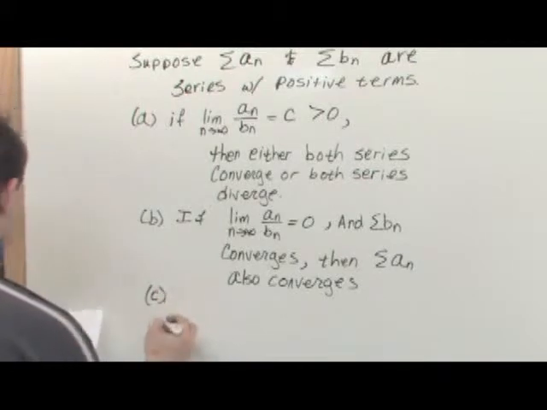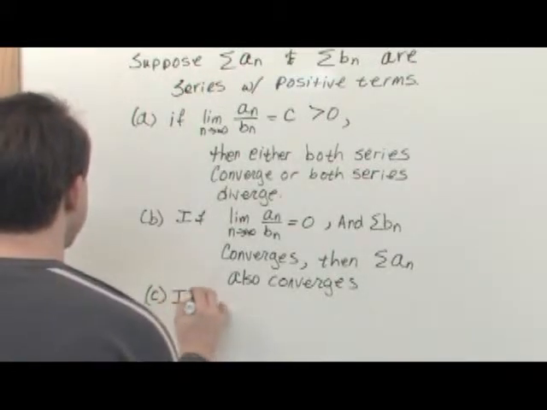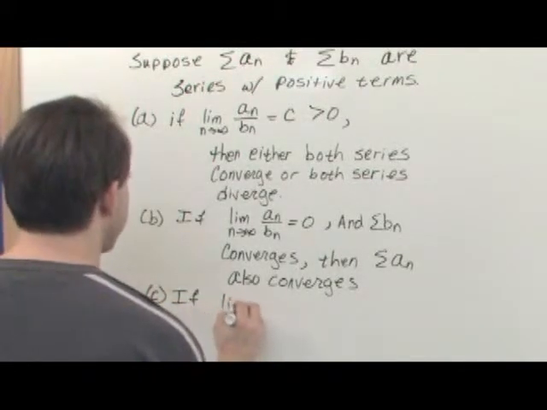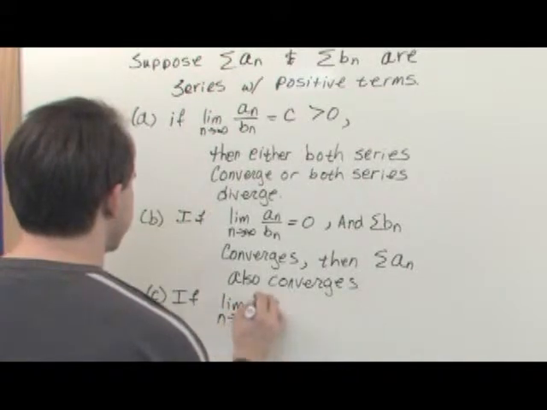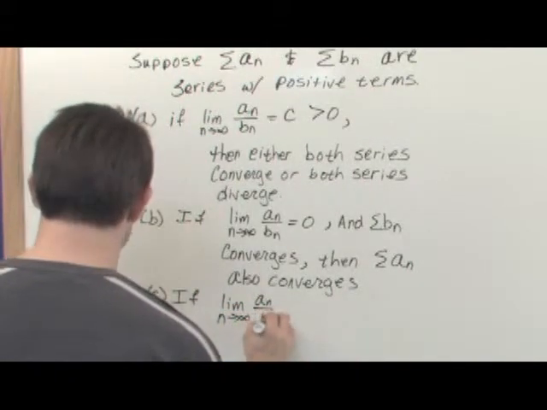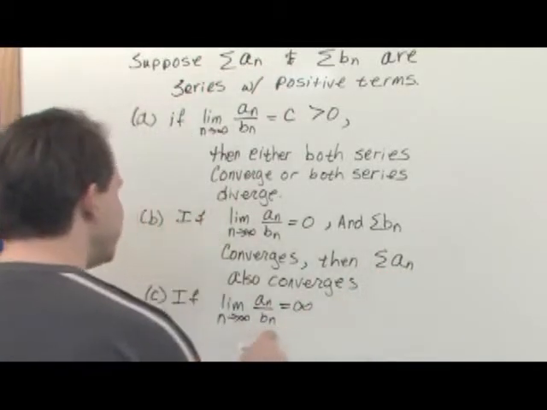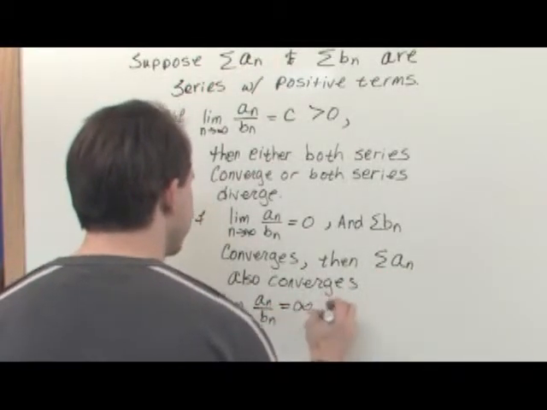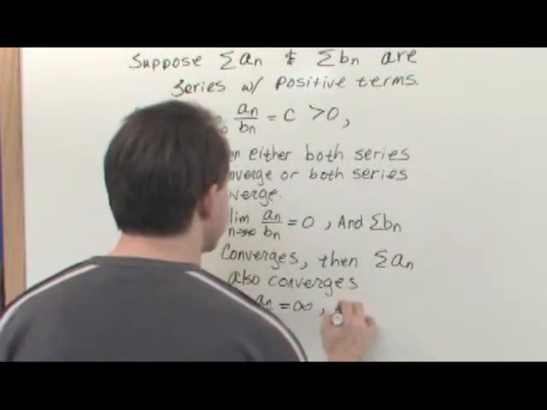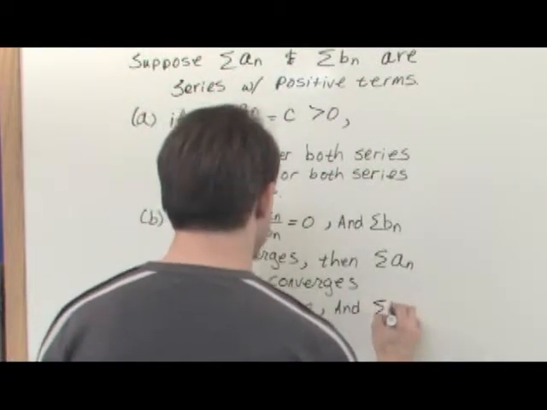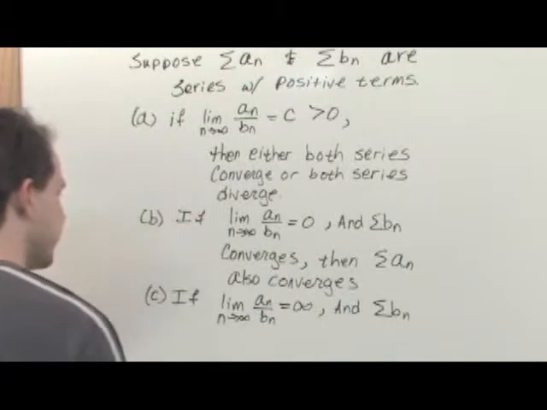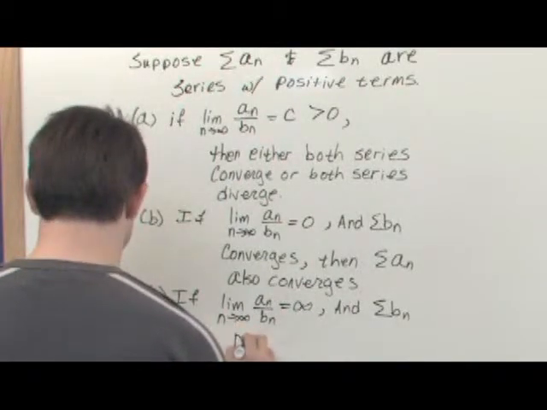Okay, now part C, and this is the final part. If the limit, I bet you can guess, as n approaches infinity of a sub n over b sub n is infinity, so it diverges. Okay, so if the ratio of the elements here goes to infinity, and you can prove that the sum of b sub n diverges.